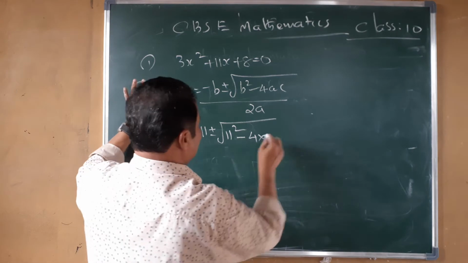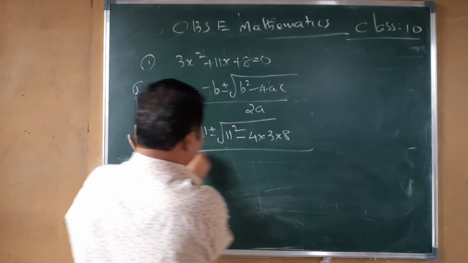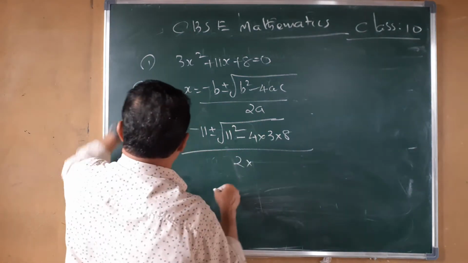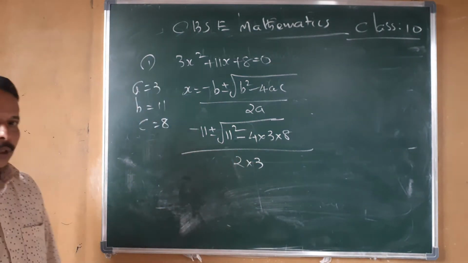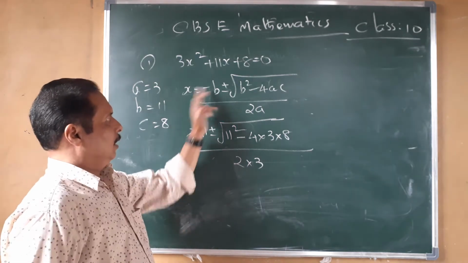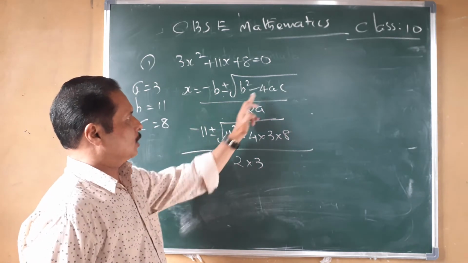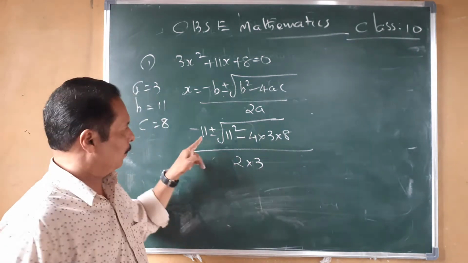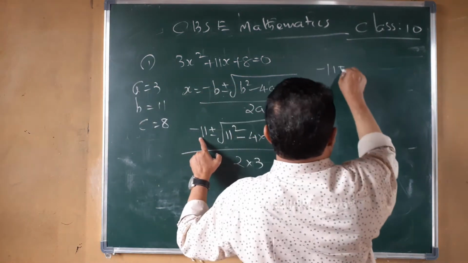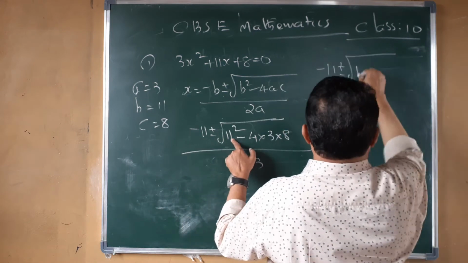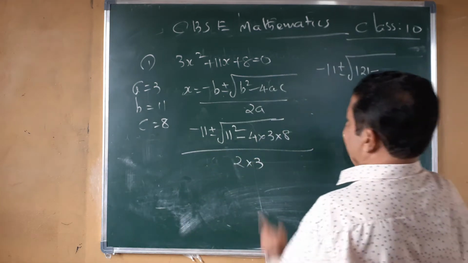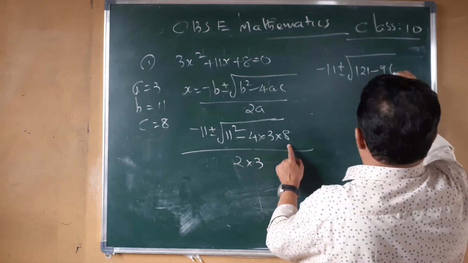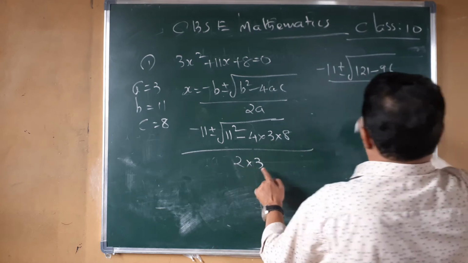4ac, 4 into a equal to 3, c equal to 8. A, clear? 2a, 2 into 3. Any doubt? It's a substitution. Minus b plus or minus root b square minus 4 into a into c, 4 into 3 into 8, 2a, 2 into 3. Minus 11 plus or minus root 11 square, 121 minus 4 into 3 into 8. 4 into 3 is 12, into 8 is 96, divided by 2 into 3 equal to 6.